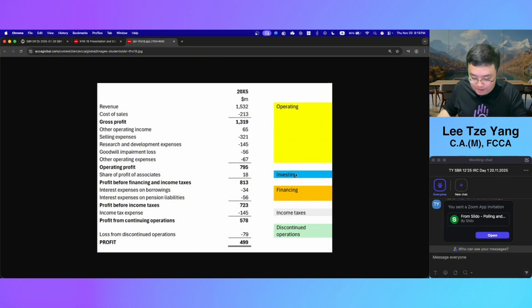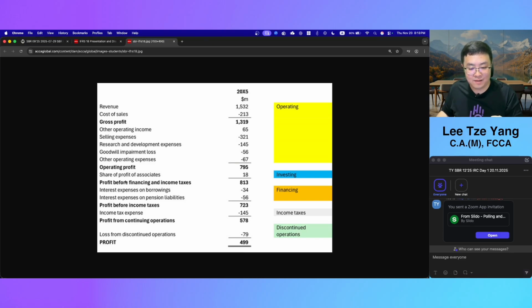And then with these 3 categories, you will see that we have a new subtotal. Like operating profit is new, profit before financing and income tax is new, and the last one is called profit, not profit for the year, just profit. So you need to be able to know the compulsory subtotal, operating profit. Operating profit basically is the profit from operating activity. And then PFIT, profit before financing and income tax, is actually operating profit plus investing activity.